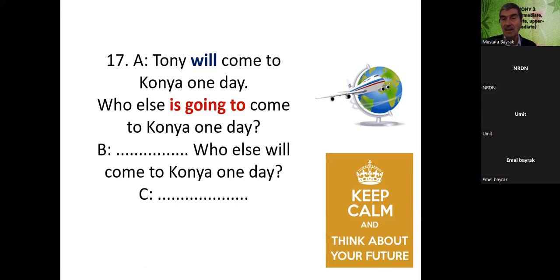Both are okay. Now, what does the image say? It says, keep calm and think about your future. Keep calm and think about your future, or keep calm and be able to talk about your future. Yes. Future speculations, future estimations, assumptions, suppositions, future plans, future purposes. Be able to talk about your future.